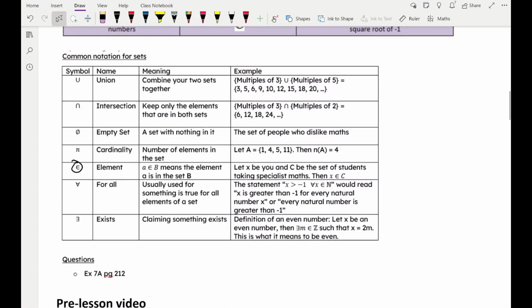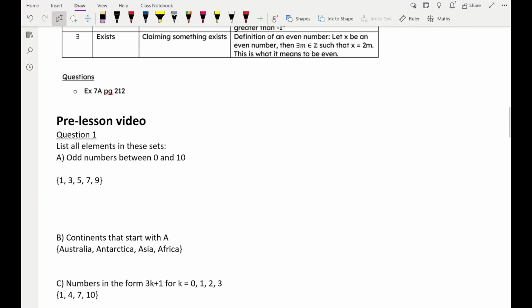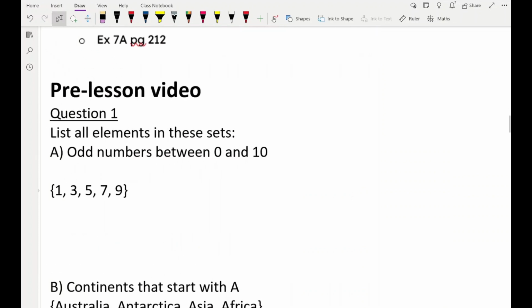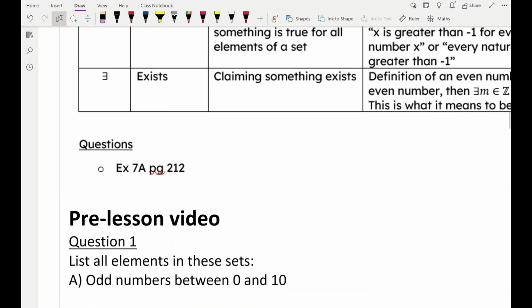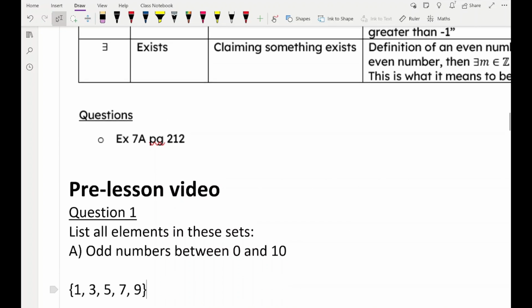You've got a couple of symbols there. You've got element, which means something's in a set. You've got for all, used to say all the things in a set. And you've got there exists, to say that there is something in a set. So let's do a couple of examples here. We want to list all the elements, all the odd numbers between 0 and 10. So that's sort of what this would look like here. That would be 1, 3, 5, 7, and 9, and you would write out your set like that. That would be the answer to that question.